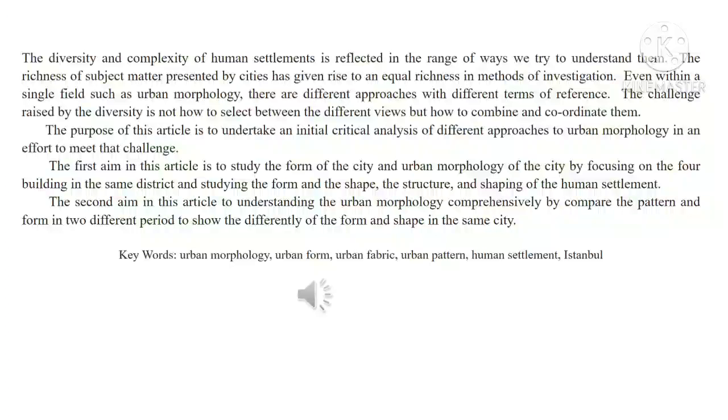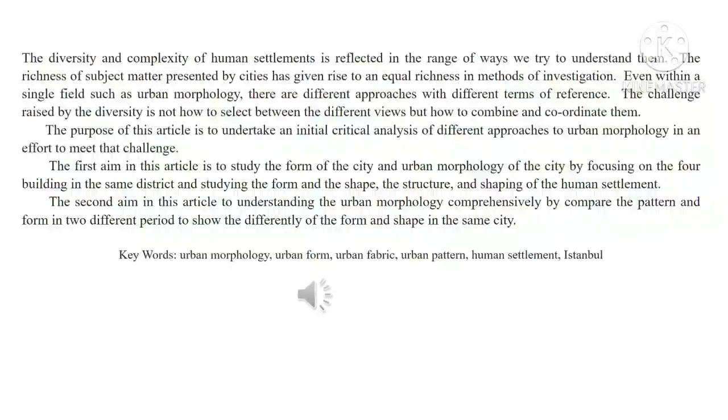The diversity and complexity of a human settlement is reflected in the range of ways we try to understand them. The richness of subject matter represented by cities has given rise to an equal richness in methods of investigation. Even within a single field, such as urban morphology, there are different approaches with different terms of reference. The challenge raised by the diversity is not how to select between the different views, but how to combine and coordinate them. The purpose of this article is to undertake an initial critical analysis of different approaches to urban morphology in an effort to meet that challenge.